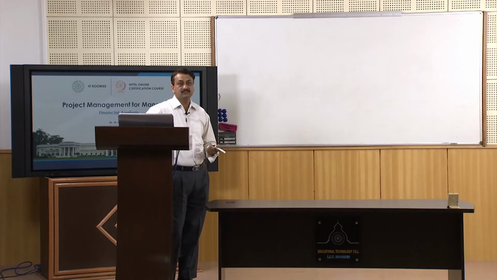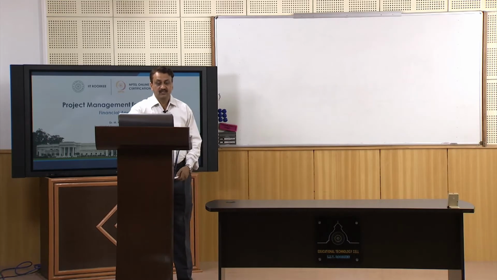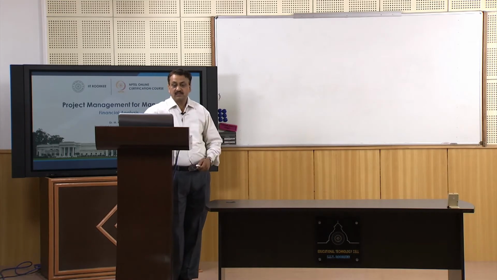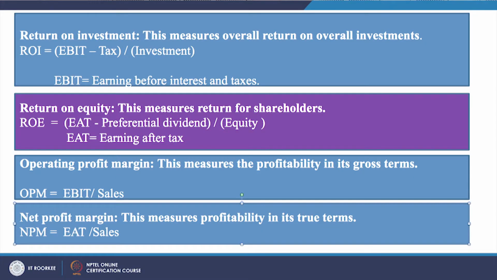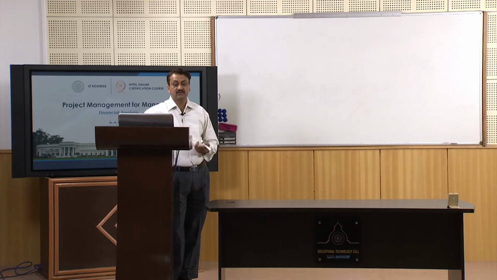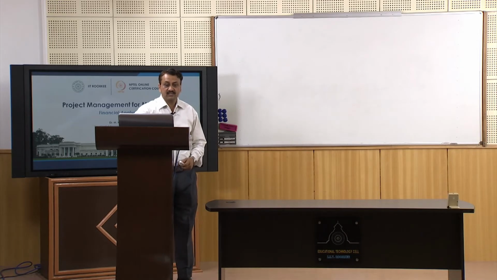Now, you have operating profit margin and net profit margin. Operating profit margin measures profitability in its gross terms, which is equal to EBIT divided by sales. You know what EBIT is? It is earning before interest and taxes. Net profit margin is EAT, earning after tax, divided by total sales. So, these are a couple of ratios which you should keep in mind. Let us look at what is there in the next slide.